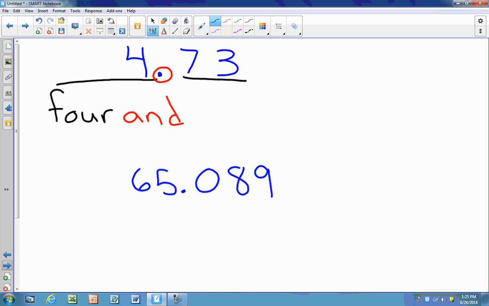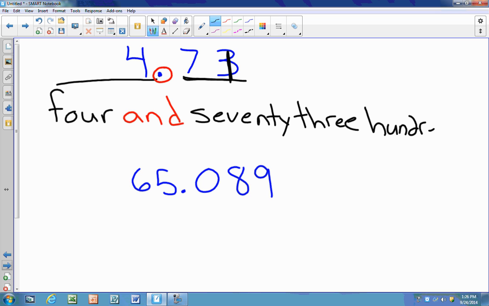And now I read the right part of the decimal, which is the fractional part. It says 73. And we have to keep going after the 73. It can't just be 73. It's 73, and what place value is this right here? This is the hundredths, so it's 73 hundredths. You need to make sure that you have the THS on the end so that it is correct.